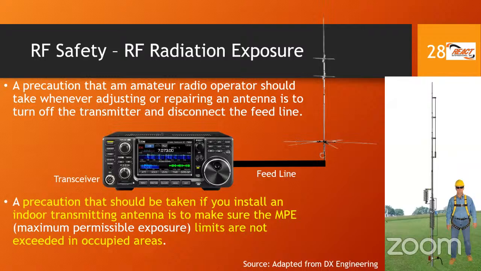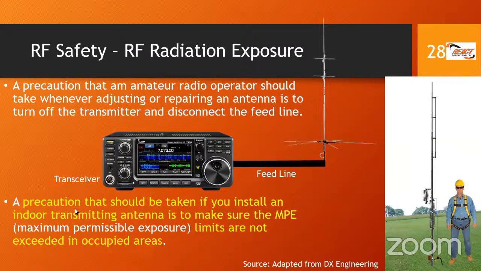Okay, also, if we install an antenna, whether outdoor or indoor, we need to make sure that a member of the public or family members or someone else, or even another amateur radio operator, does not come into contact or come close enough to the antenna that it will cause them to exceed the maximum permissible exposure limit. So this is an exam question, and it talks about indoor transmission. You can have an antenna indoors. Yes, it's possible. If someone comes up close to it, they can be exposed to radio frequency emission in excess of what is permissible by regulations.